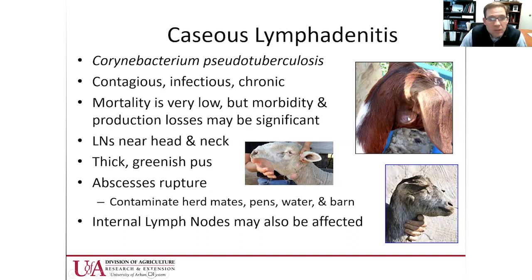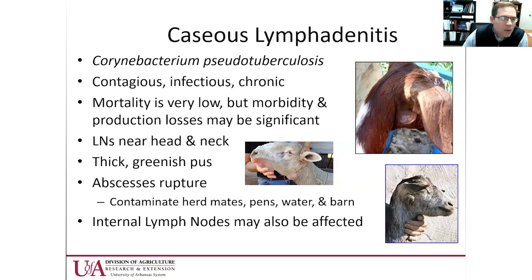Oftentimes what we'll see with these lymph nodes after they've abscessed and gotten very enlarged, they'll rupture and drain, right? And if you've had problems with this, you've seen the drainage. It's kind of a yellowish, really thick discharge, kind of a toothpaste consistency. Sometimes it has a greenish tint to it. Most of the time it's sort of yellow, though.